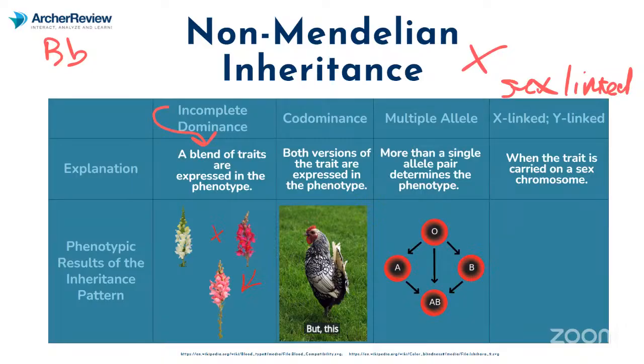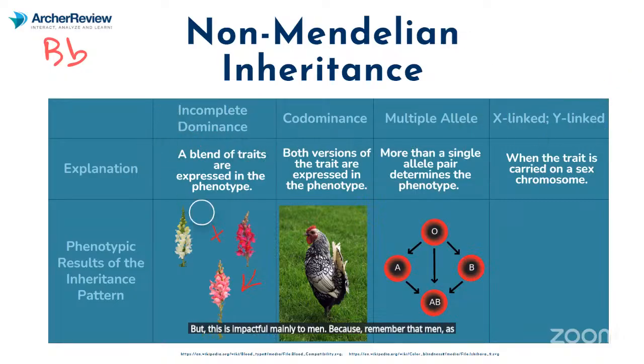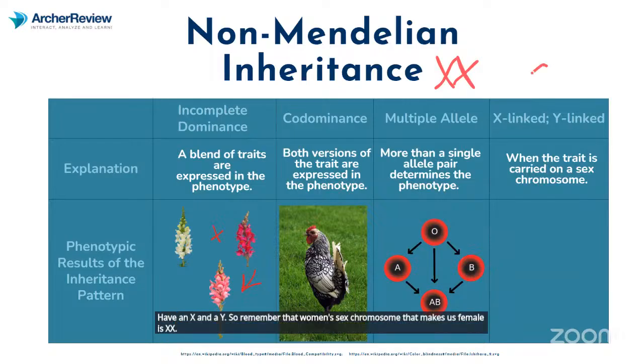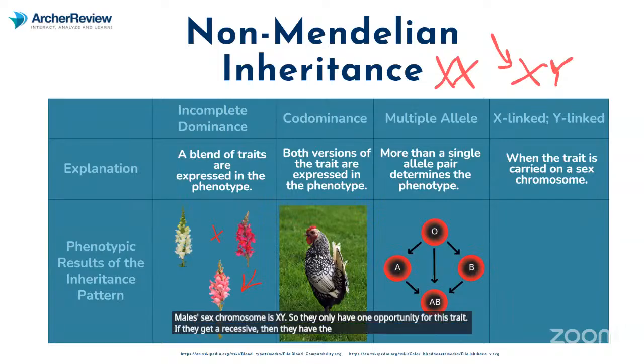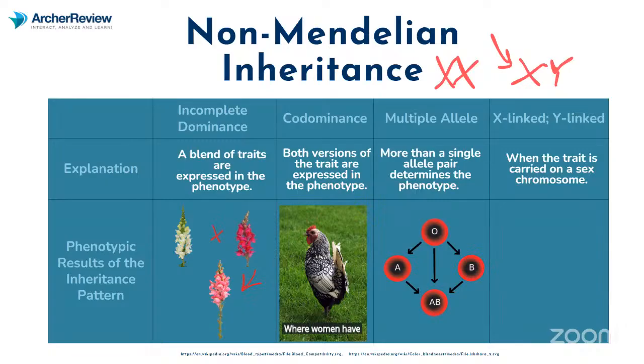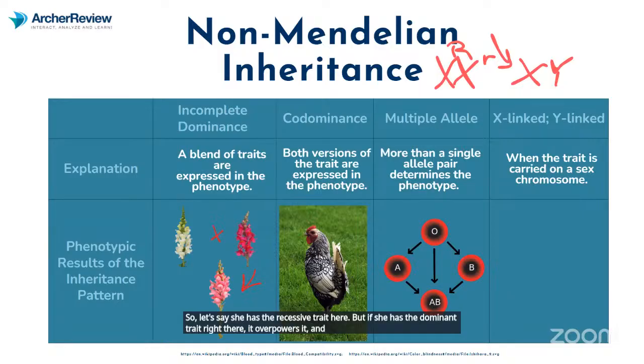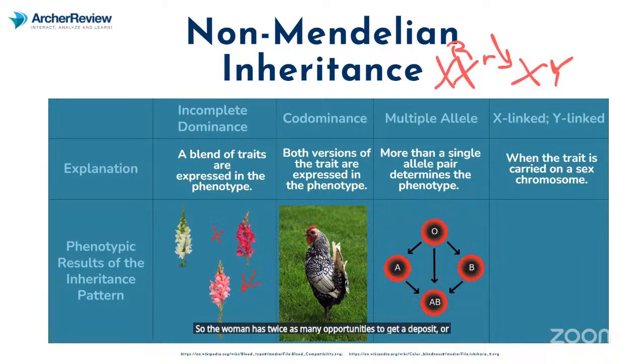But this is impactful mainly to men, because remember that men, for a sex chromosome, have an X and a Y. So remember that women's sex chromosome that makes us female is XX. Male's sex chromosome is XY. So they only have one opportunity for this trait. If they get a recessive, then they have the recessive condition. Where women have two opportunities for the trait. So let's say she has the recessive trait here, but if she has the dominant trait right there, it overpowers it and she has the dominant condition. So the woman has twice as many opportunities to get a dominant trait, where the male only has just that one X and that one opportunity.